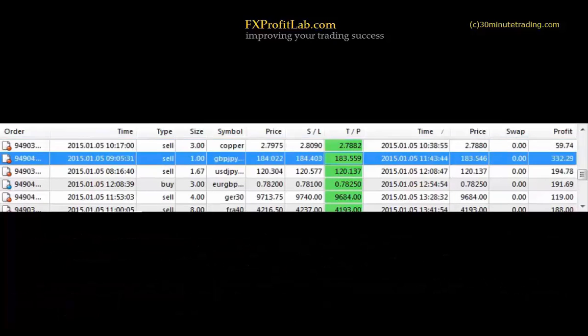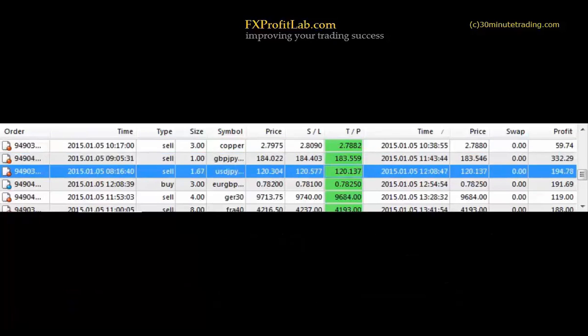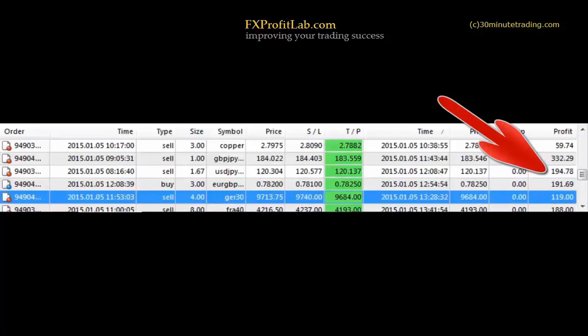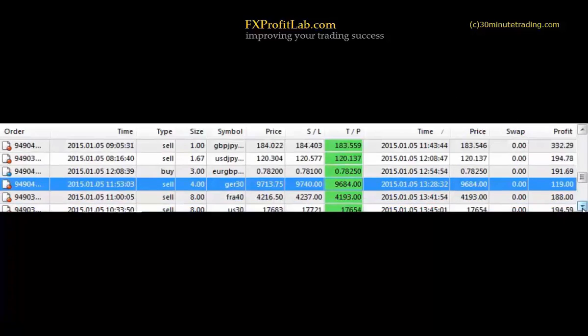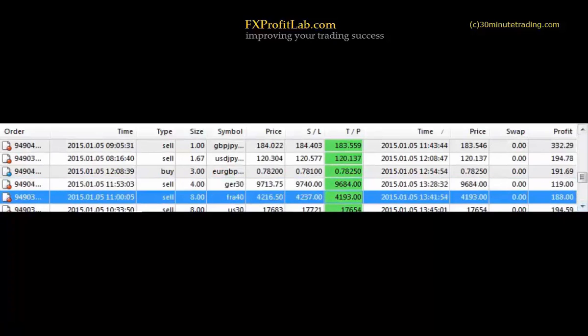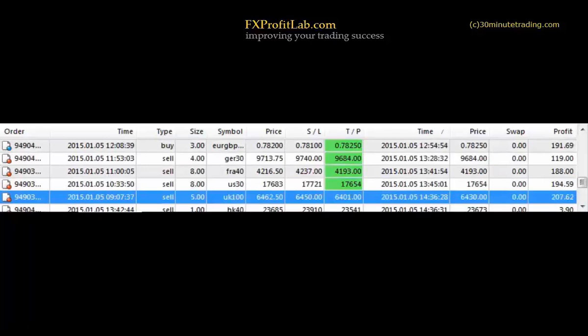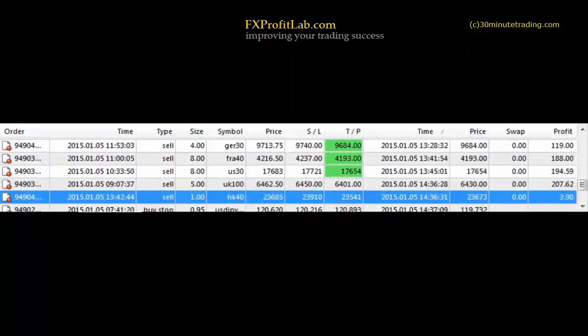That was the pound yen, and then the US dollar yen made $194, and then the euro pound made $191, and a trade against the DAX, the German index, made $119, and a trade against the French index, the CAC, made $188, and then a trade against the Dow Jones made $194, and a trade against the UK index made $207, and the final trade was against the Hong Kong index, and that made $3.90.